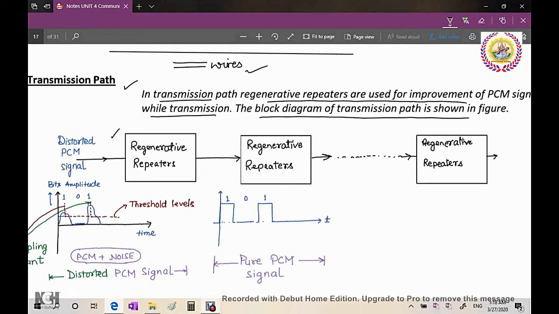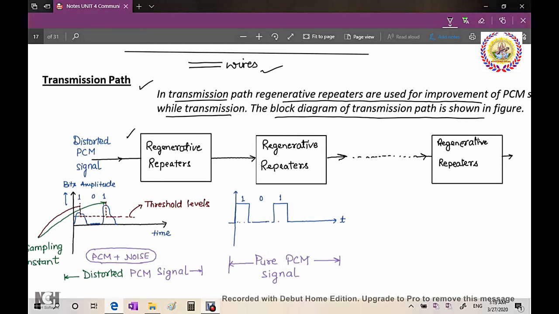So let us suppose that due to the noise of the channel, our pulse gets distorted and looks like this. Then the regenerative repeater can again re-smooth the pulse and restore it to the same form in which it was transmitted earlier. For example, this is 1. The regenerative repeater uses some sort of comparator in the circuit, and what the comparator does is compare the incoming voltage.